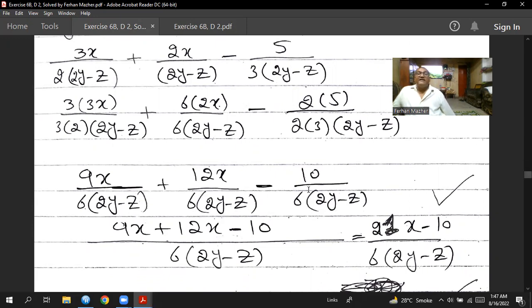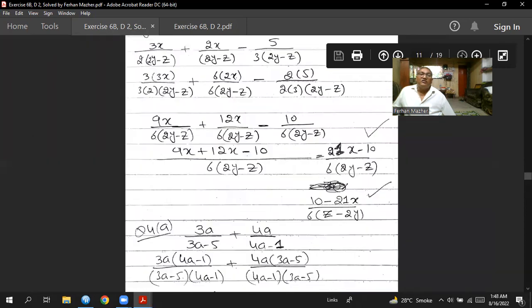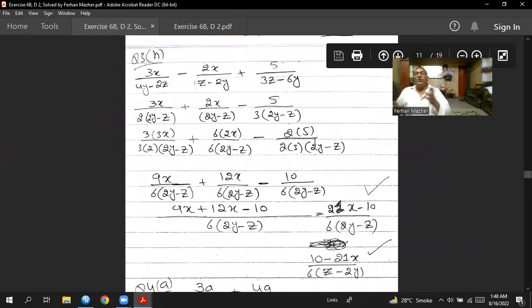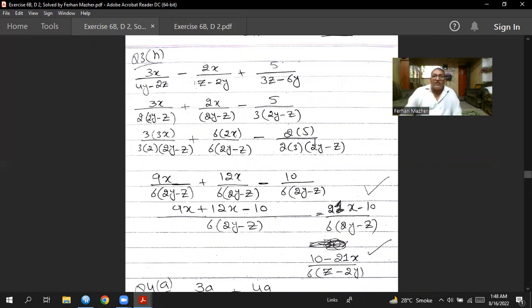Now the denominators are exactly the same, so I can write a single fraction and that denominator will come here. So you will have in the denominator 6(2y - z). Upstairs you will have 9x plus 12y minus 10. So it will be 21x minus 10 divided by 6(2y - z). So this is how you will do this question. So let me reduce the size. So now the question number 3 and its H part, the whole question is showing up on your screen. So you can pause the video and take your time with this question.